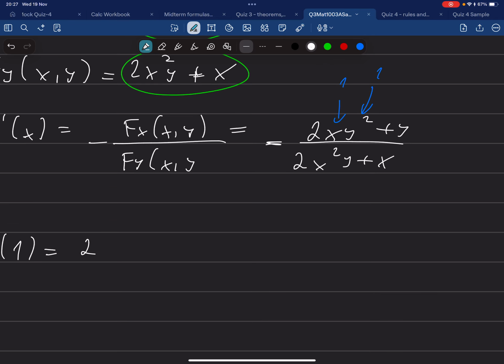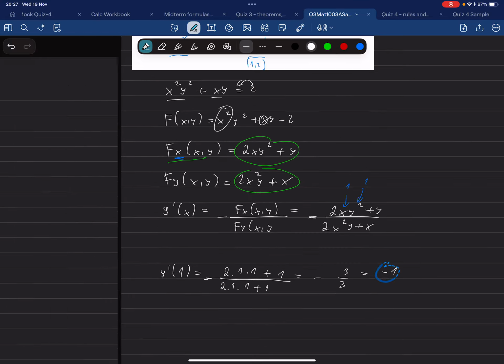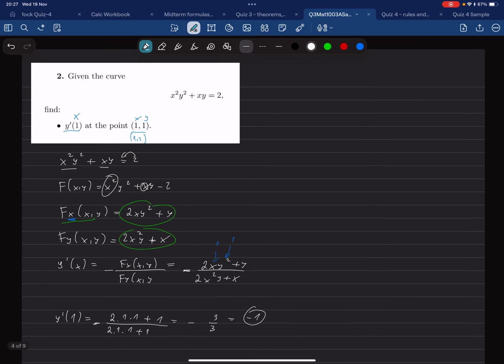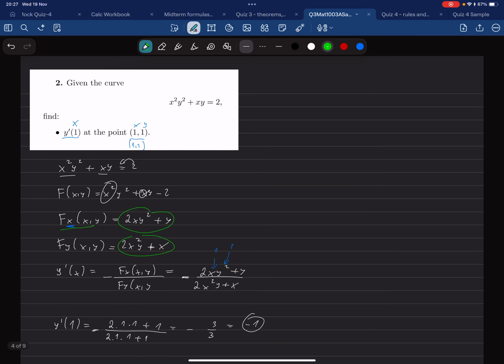Actually, it's going to be minus in front. And then I have 2 times 1 times 1 plus 1, over 2 times 1 times 1 plus 1. So that's minus 3 over 3, which gives me minus 1. And that's my final answer, right? Because they asked me to find y prime of 1, and I just found the value.